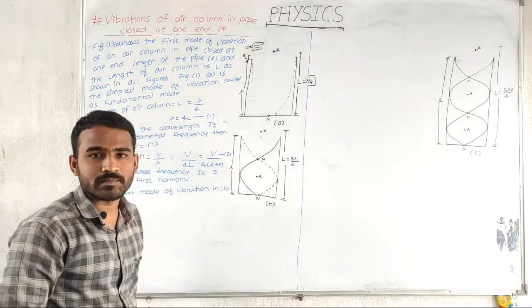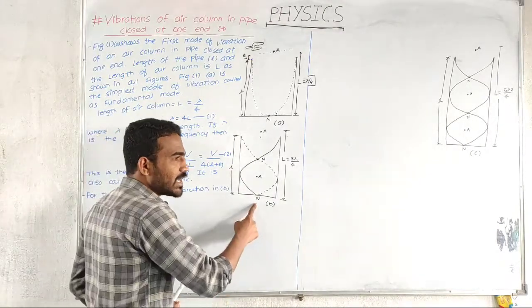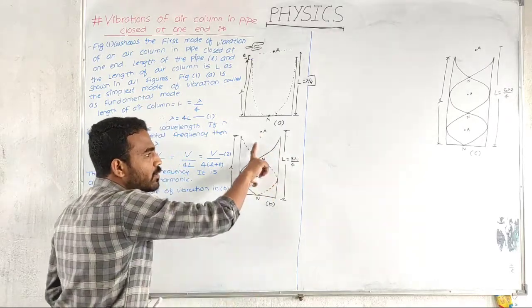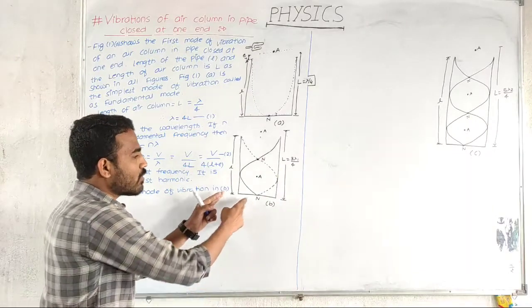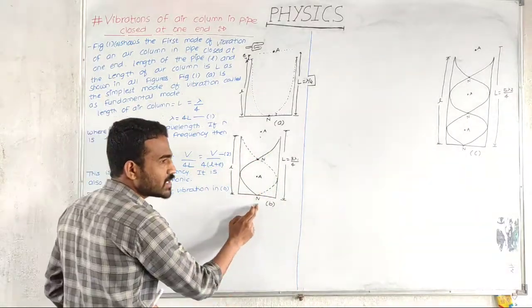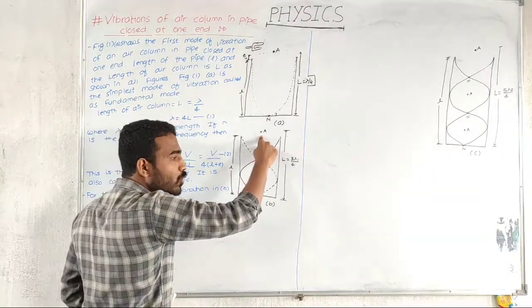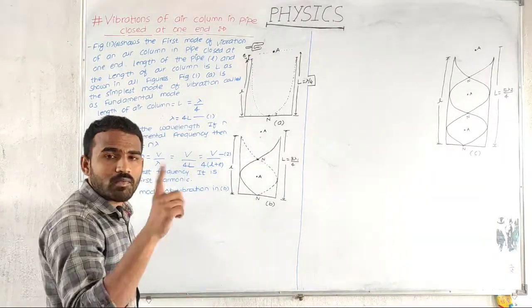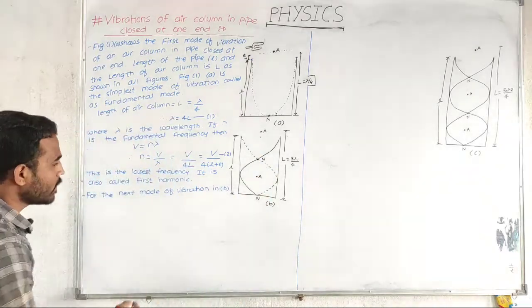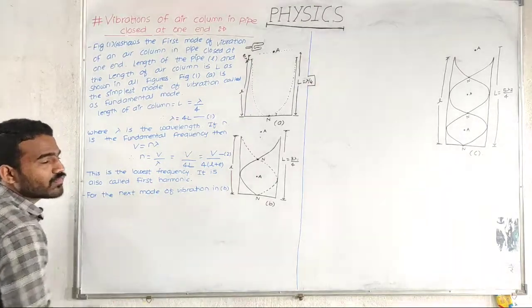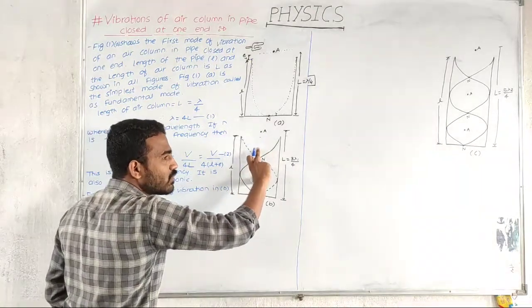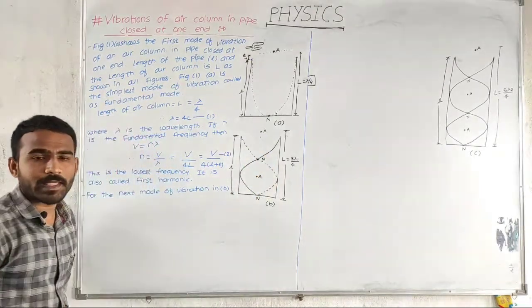in such a way that a node is at the closed end and an antinode is at the open end, and there is one more node and one more antinode in between. So we are vibrating the air column like this. This is what is shown in figure B. So the next mode of vibration is shown in figure B. Here you can see the node is at the closed end and the antinode at the open end, and one more node and antinode in between.